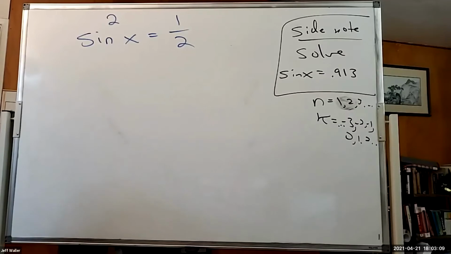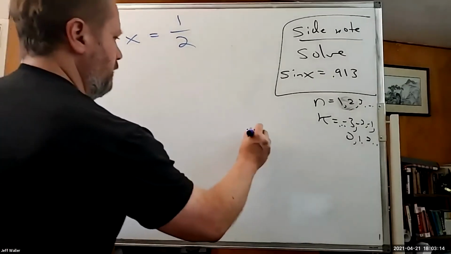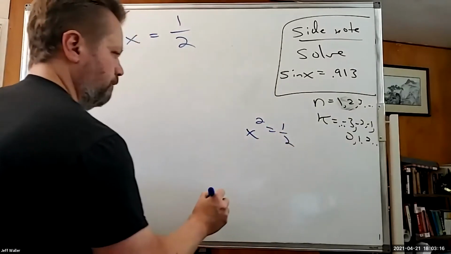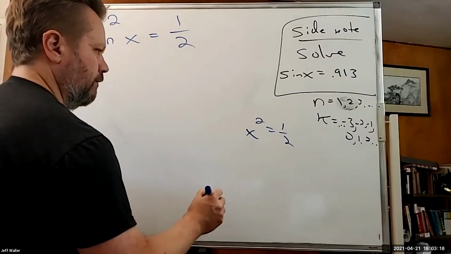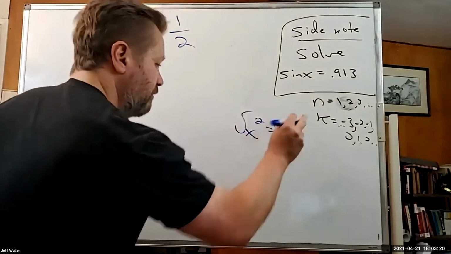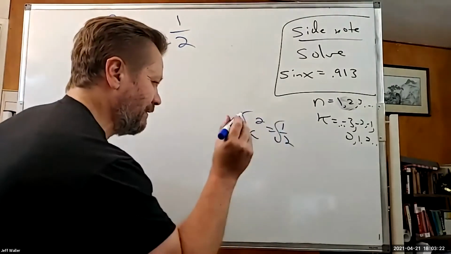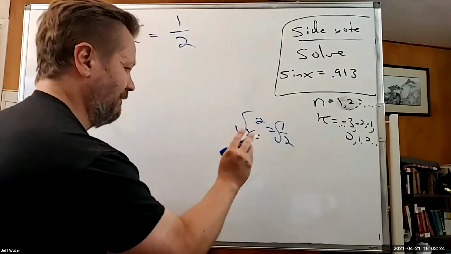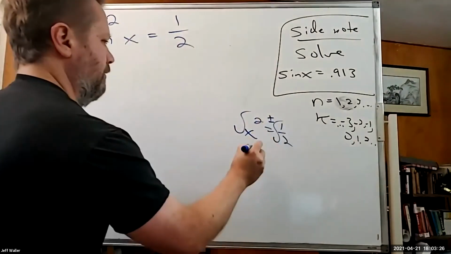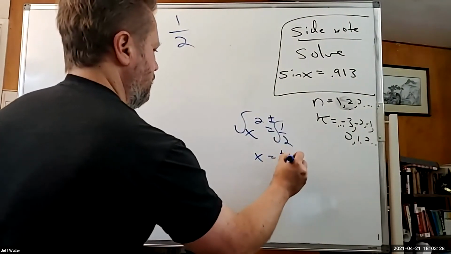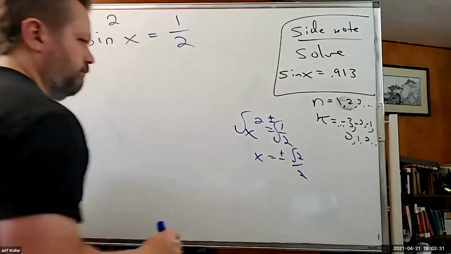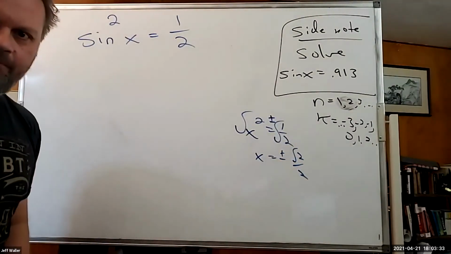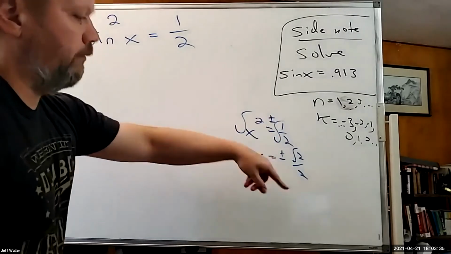This one's definitely neat. So real quick, how would you solve x squared equals 1/2? What would you do? Square root both sides. Plus or minus. Yes, plus or minus. x equals plus or minus rad 2 over 2, so that equals 1 over rad 2. Got to multiply by rad 2.